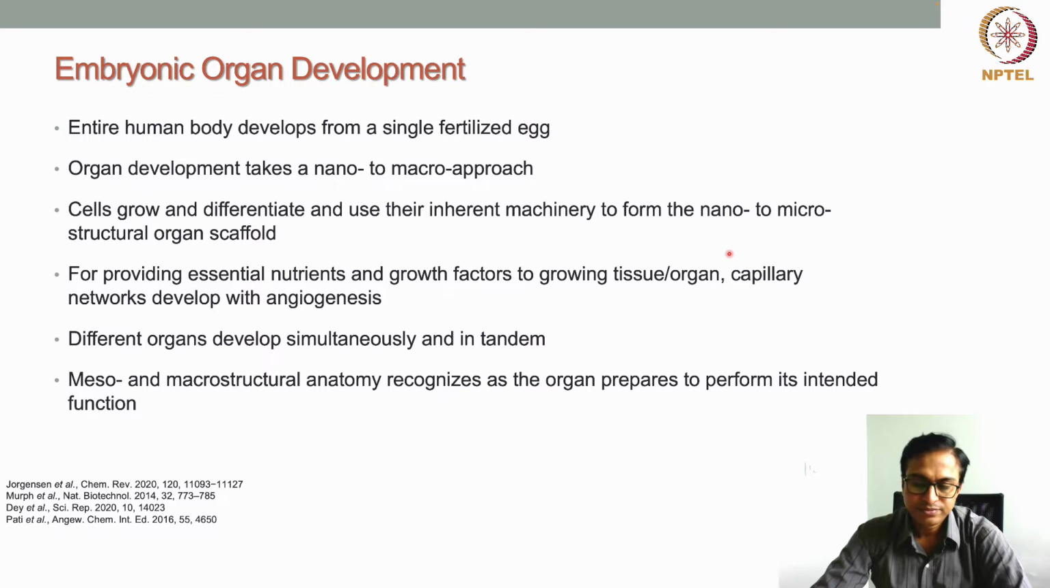Along with the development of this, the cells, when they are growing, also need oxygen and nutrition to sustain their growth. So for providing these essential nutrients and growth factors to the growing tissues and organs in embryonic tissue to organ development, capillary networks also develop, along with angiogenesis. That means angiogenesis is the sprouting of new blood vessels from the existing ones. That actually helps the tissue grow, providing nutrition, oxygen and growth factors to the growing tissue or organs.